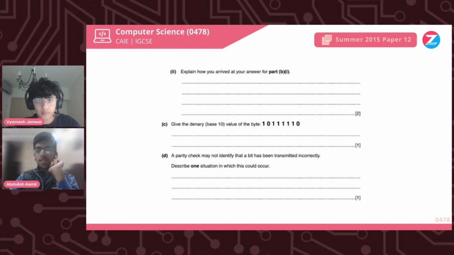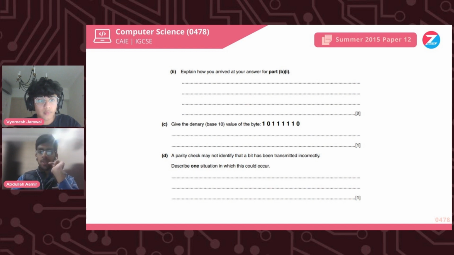The next part is that the parity check may not identify that the bit has been transmitted incorrectly. Describe one situation it could occur, as we discussed. If two bits in a single byte are not transmitted correctly, that will not affect our parity at all, even though there is an error.